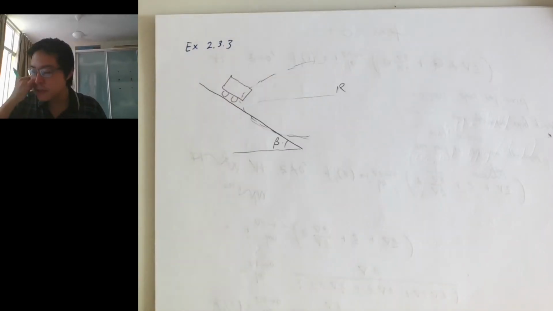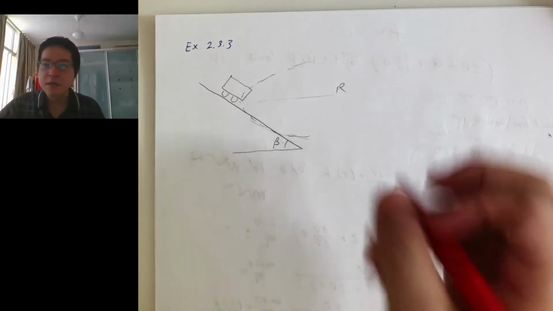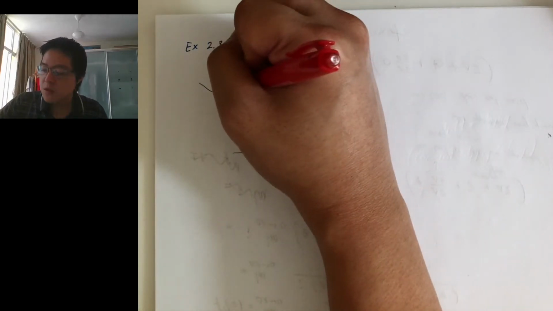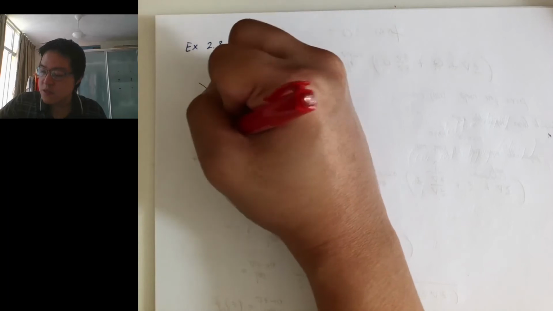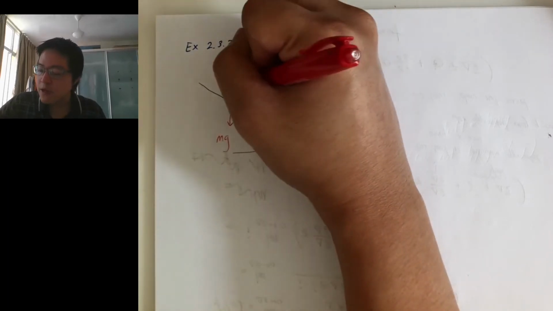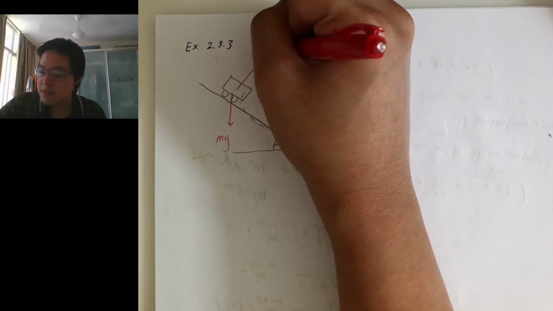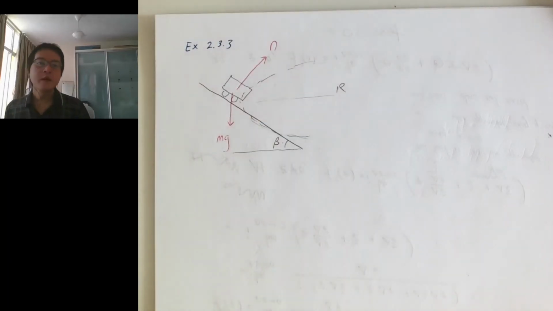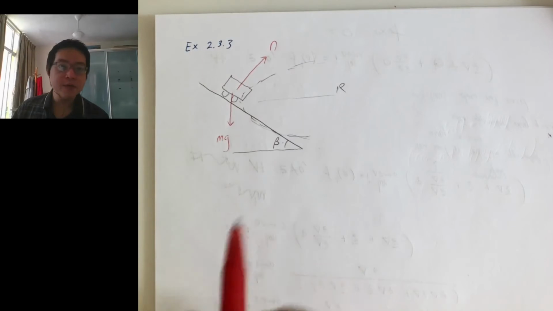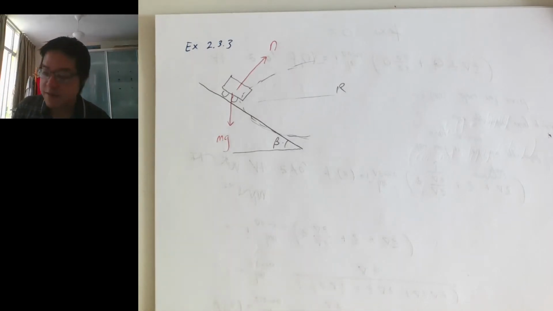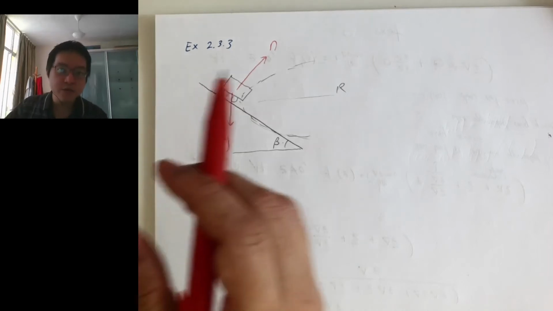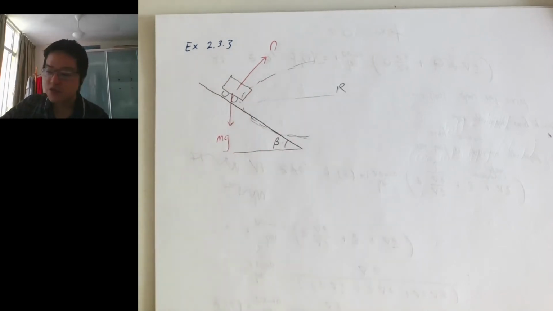Let's try to draw the free body diagram acting on this object. There is a weight as usual, mg over here, but my normal force is this way now. Let's call it n. This question is possible even when the surface is smooth. When the surface is smooth, there's no friction, so there are only two forces acting in this situation. Now let's try to resolve the forces.